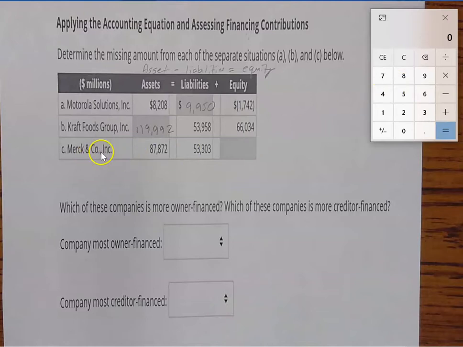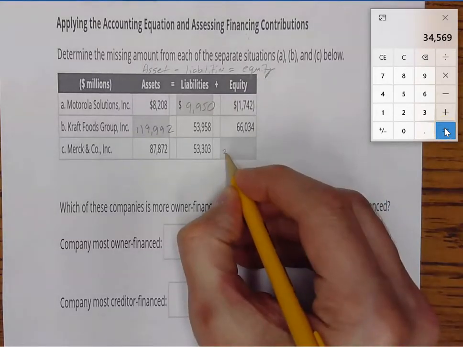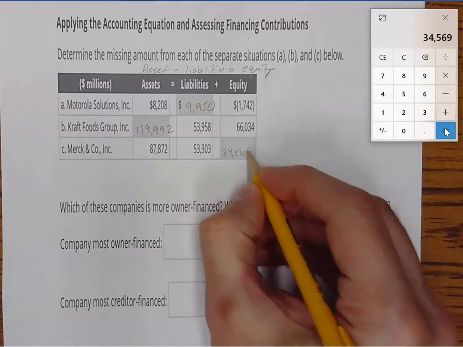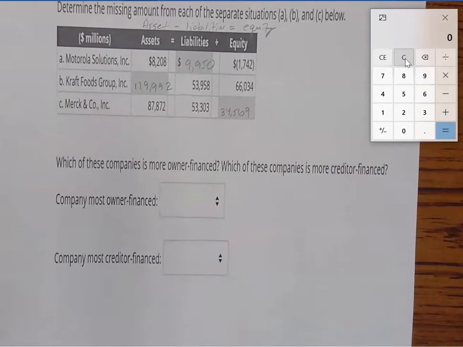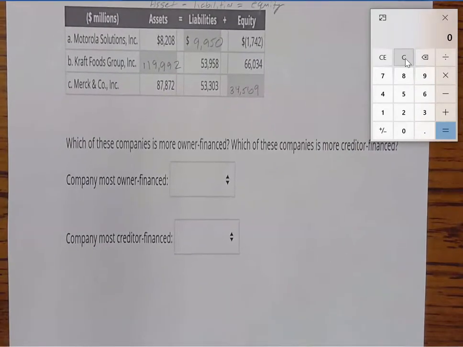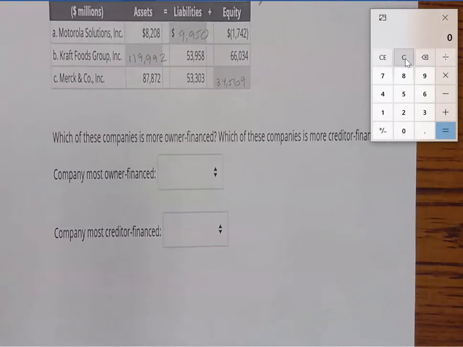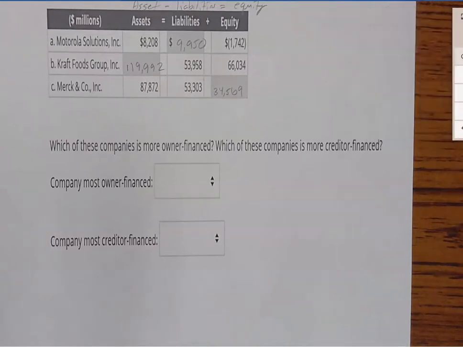Then for Merck and Company Incorporated, assets are usually the largest component, so I want to go back to the alternate formula and use some basic subtraction. Assets of 87,872 minus liabilities of 53,303 provide us with owner's equity of 34,569. That's fairly straightforward if we know the accounting equation and some basic algebra. Now I'll move this paper up slightly so we can still see the companies. We don't need our calculator anymore.